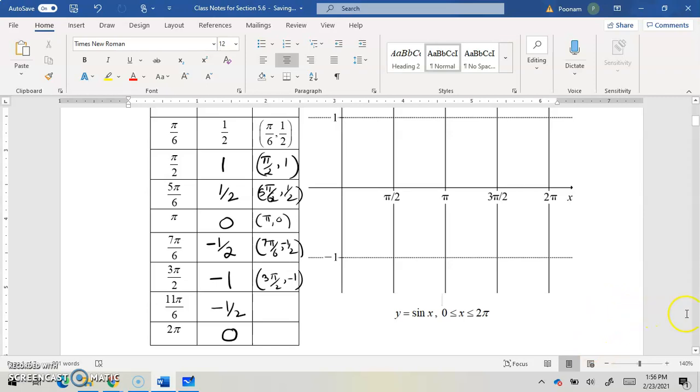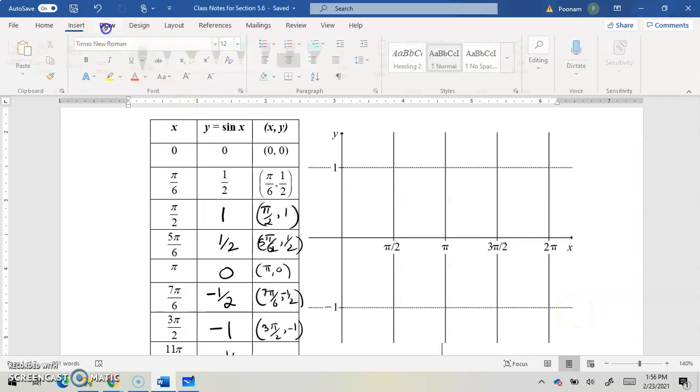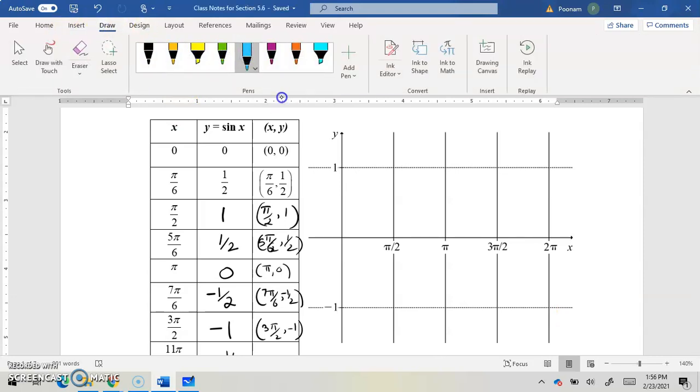So I have some points. I have to plot them on my grid. That's how we plot the graph of anything. So let's say we have these points. At 0, this is my x-axis and y-axis intersection. So x is 0 here. Y value is also 0. So this is my point.